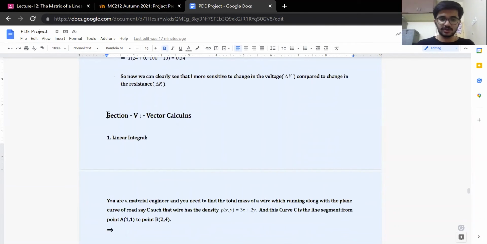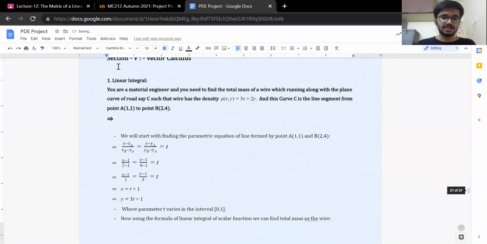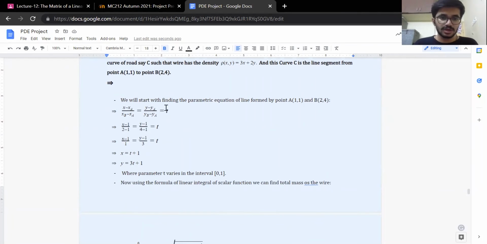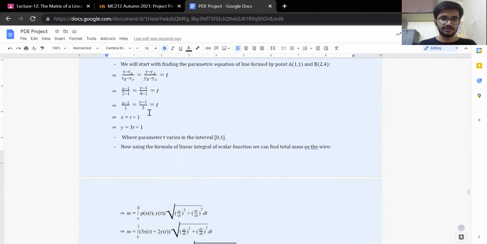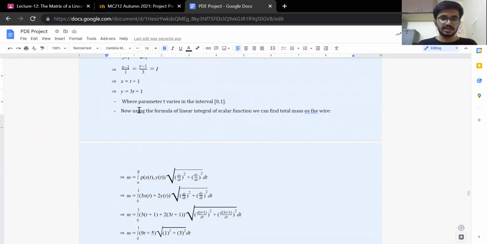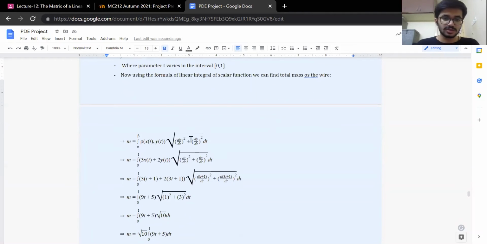Now comes the vector calculus part. I did the line integral. If you are a material engineer and you want to find the mass of a wire running on a plane, let's say having a given density, and there is a curve or line segment from A to B. First I found the parametric equation from point A to point B in terms of t. Then we know the formula for the mass of a wire, given the density.